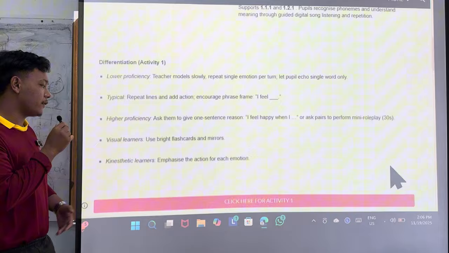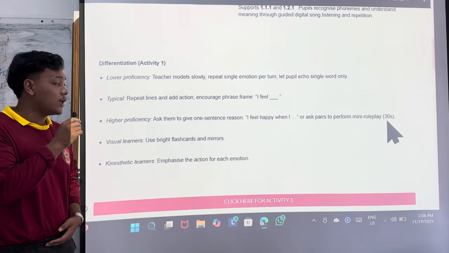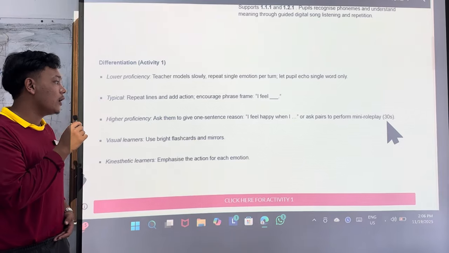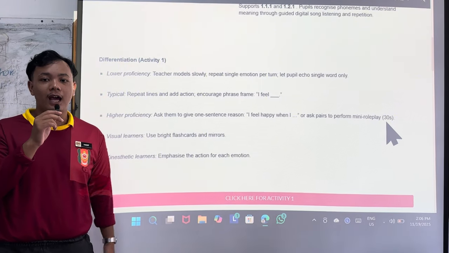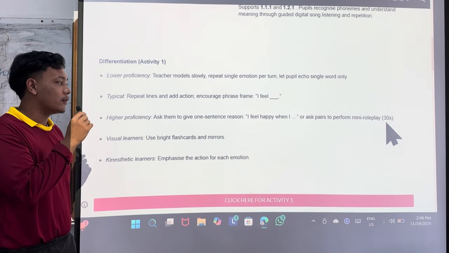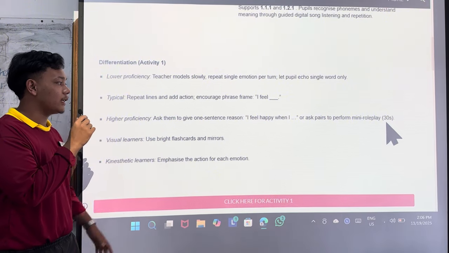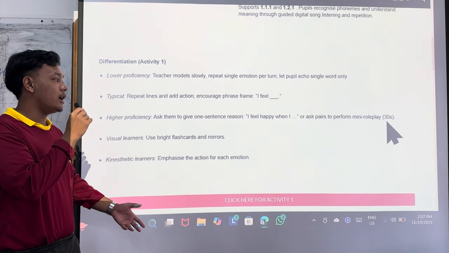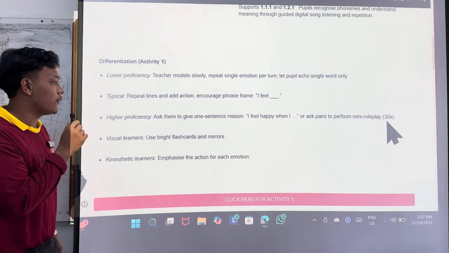For higher proficiency, for the smartest students, the teacher may ask them to give a one-sentence reason, like I feel happy when I play football or anything that is suitable. And the teacher can also ask pairs to perform a mini role play for 30 seconds.